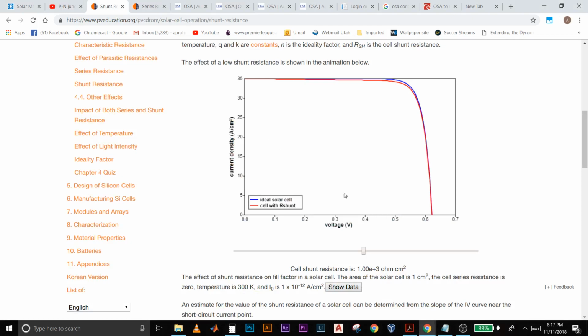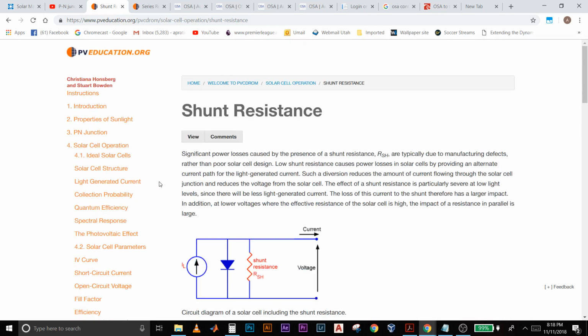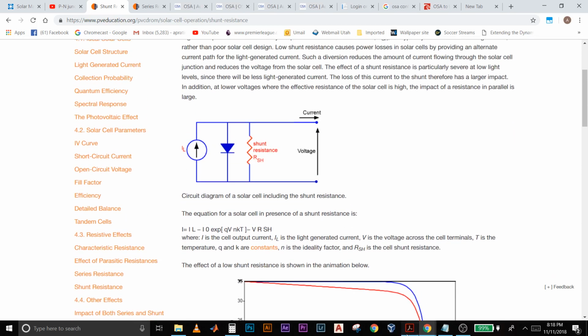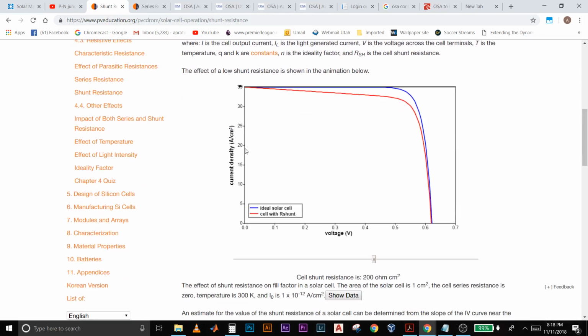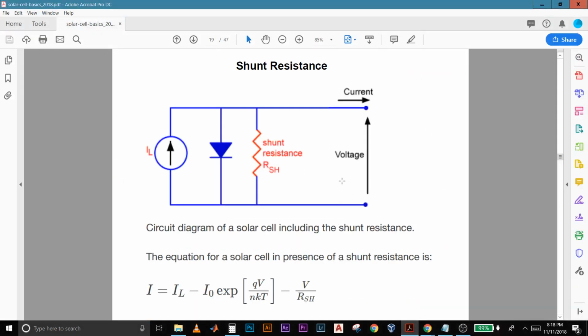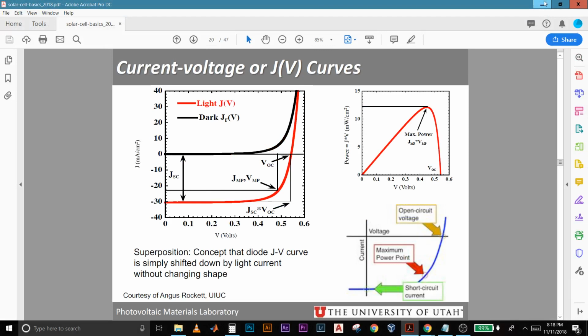So here is a very good applet that I found from this website called pveducation.org. It shows you the effect of the shunt resistance, and this is the figure that I had in the slide. If you come down over here and make the shunt resistance as big as possible, so this is 10 raised to 4 ohm centimeter square, you see the solar cell with the shunt resistance matches very well with the ideal solar cell curve. Now basically this curve is just the flipped version of this curve over here. You can see they just flip the convention.